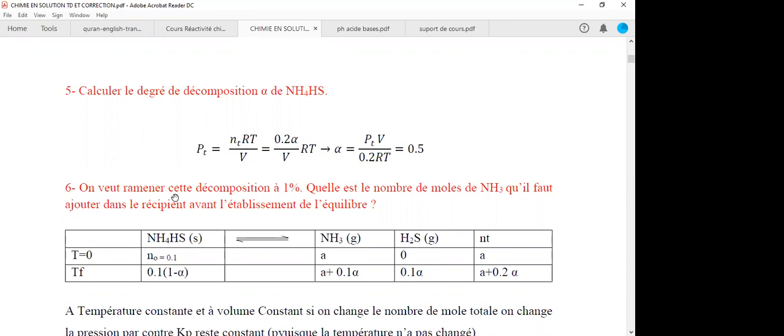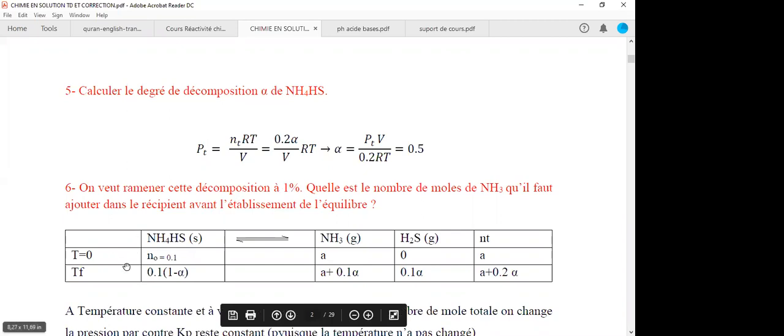meaning that before the reaction starts, we must have a certain number. Before anything is produced, we must already have a number of moles of NH3, so that because of that number of moles of NH3, the decomposition will just be 1%, meaning the alpha will just be 0.01. So this is the value of alpha, 0.01.